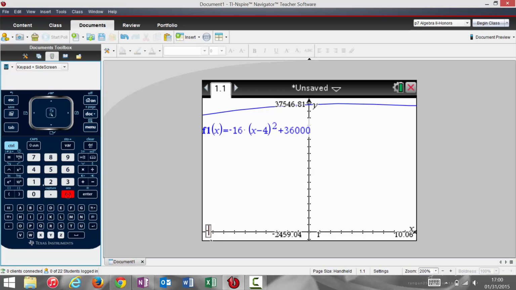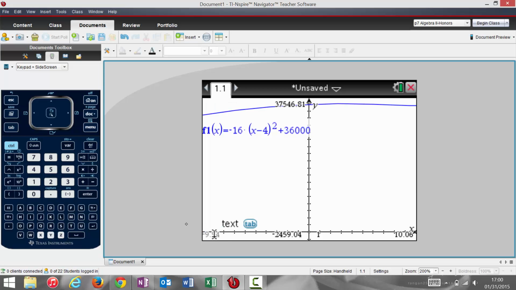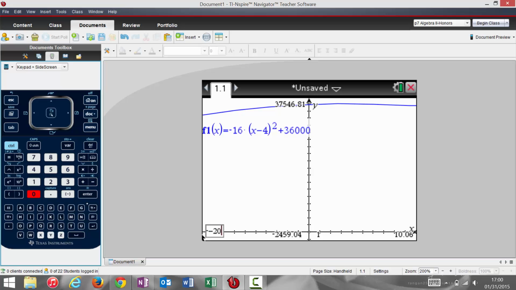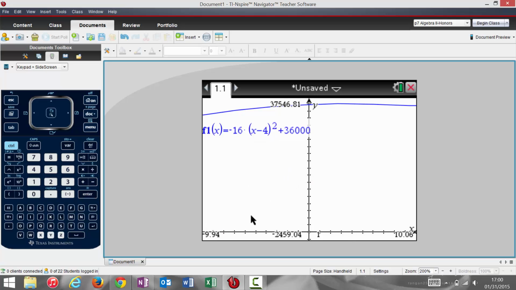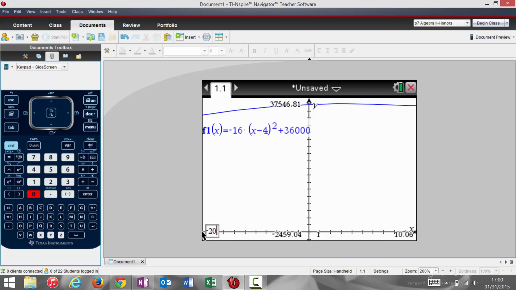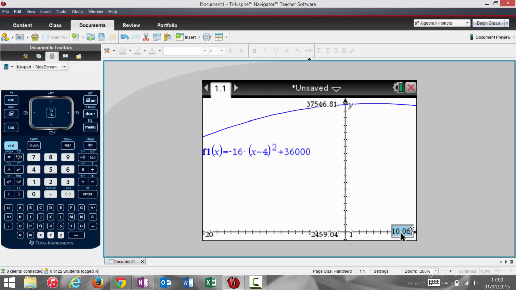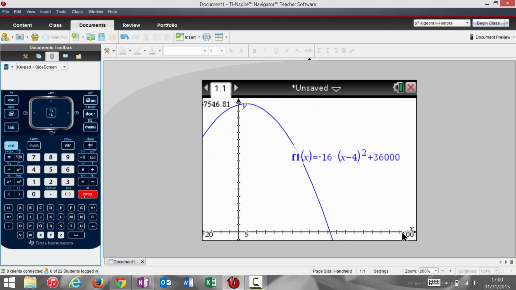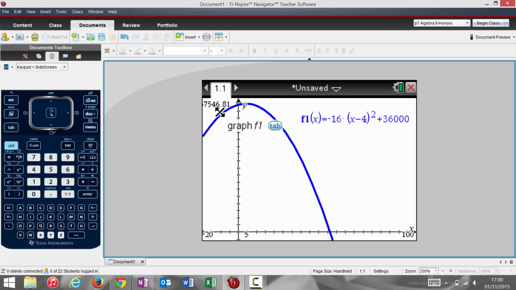Maybe let's make this like -10, and then cycle through tab. No, I've got -9. Let's make that -20. Sorry, I keep typing the wrong negative. -20. And positive, okay, I need to get bigger, maybe 100. Okay, now we're getting a view that looks okay. Again, I've got something high enough like 40,000 and something wide enough here so I can see the whole thing.